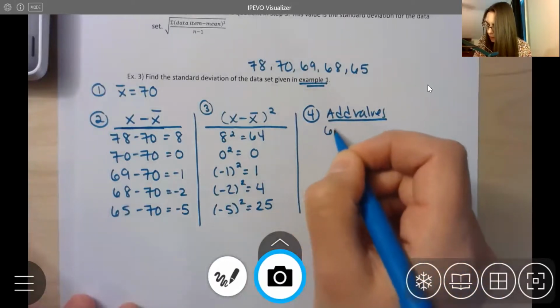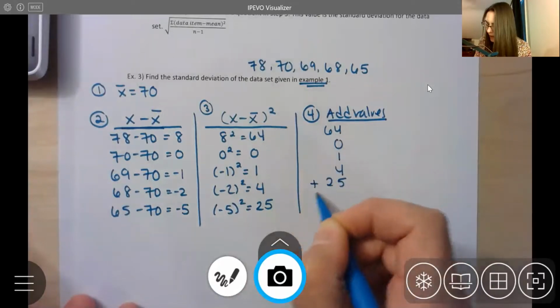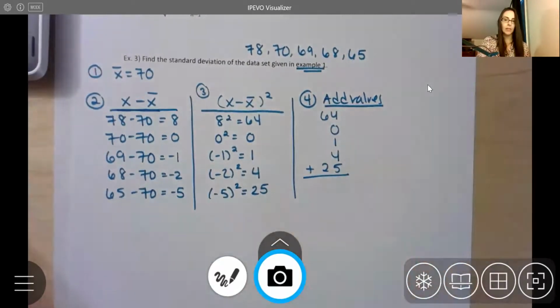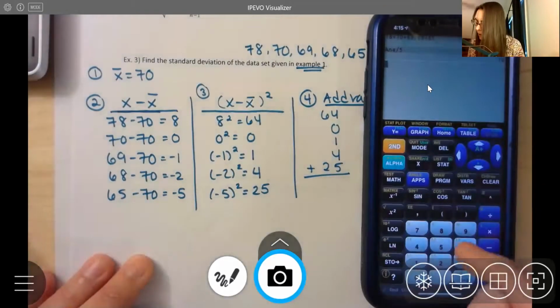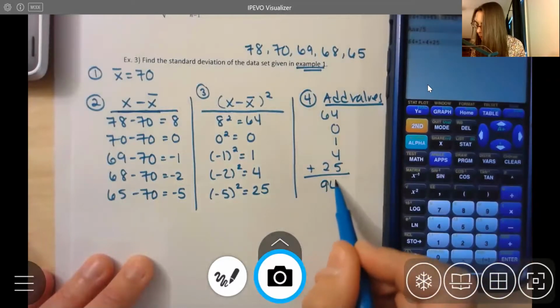So I'm going to do 64, 0, 1, 4, and 25, and add these all up. This is a pretty straightforward one, so you can do it in your head or you can use your calculator. So you have 64 plus 1, I'm going to skip the 0, plus 4 plus 25, and I have 94 for my total.